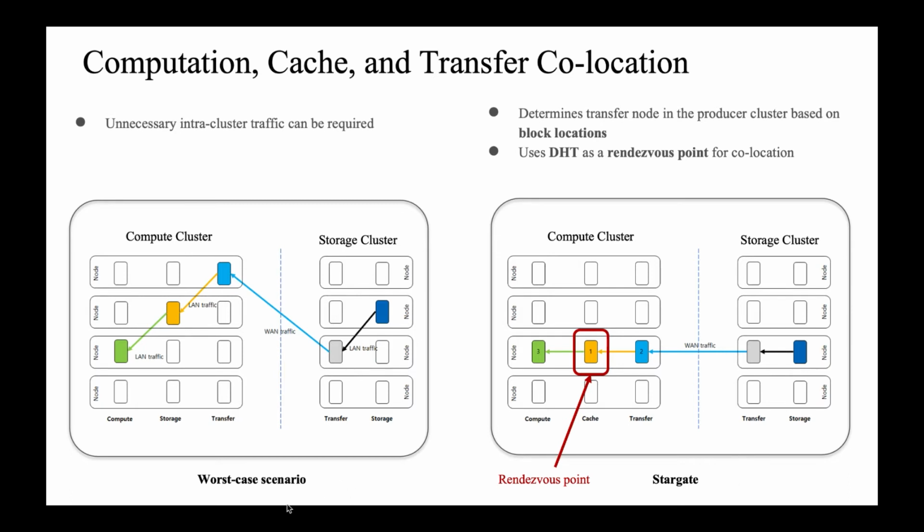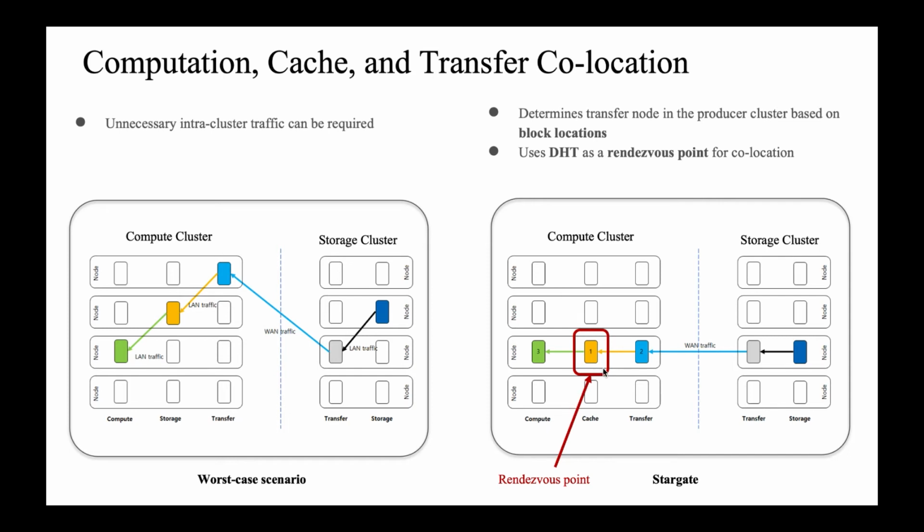In a compute cluster, the transfer node, storage node, and compute node may be different. This occurs when compute, storage, and transfer systems are not integrated well. In this case, LAN traffic is required. Stargate addresses this problem by vertical integration of services.